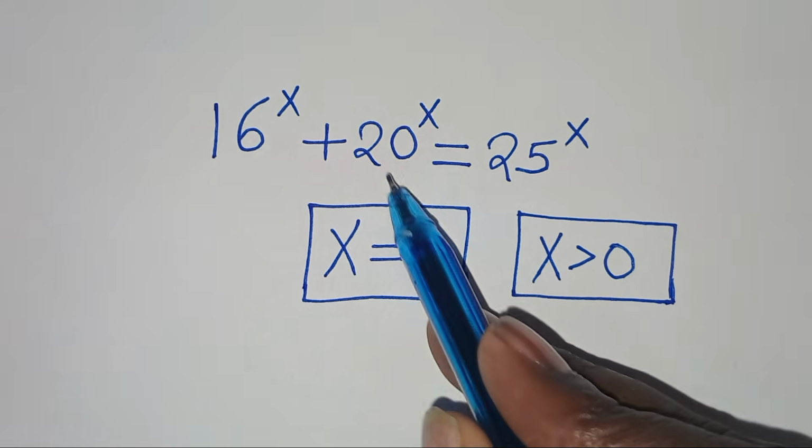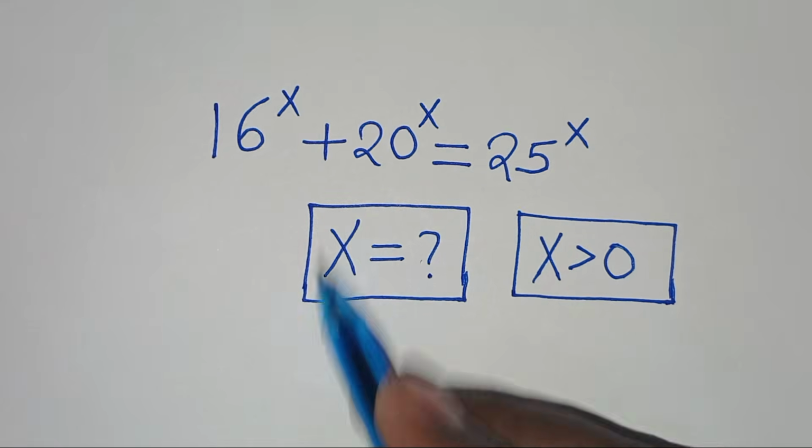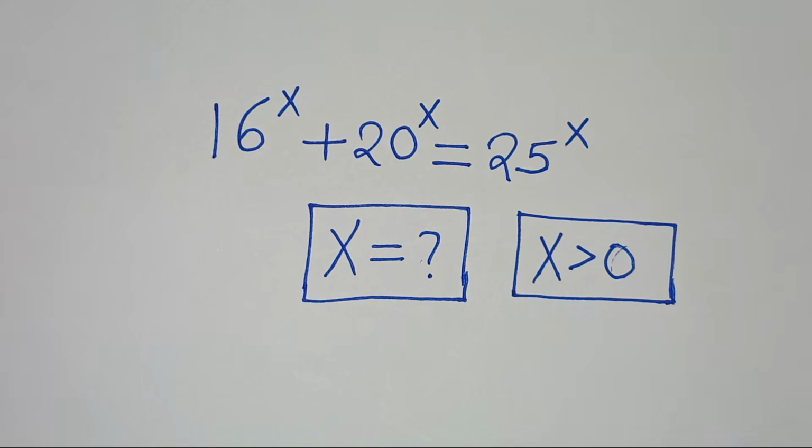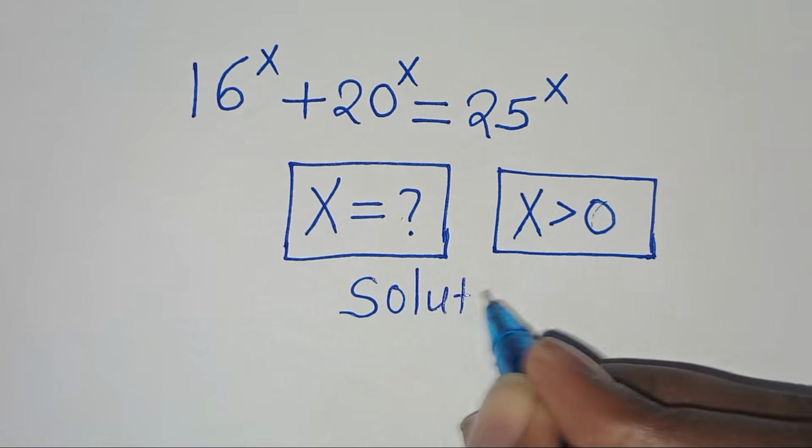16 to the power of x plus 20 to the power of x is equal to 25 to the power of x. So what is the value of x given that x is greater than 0? So let's provide a solution from here.